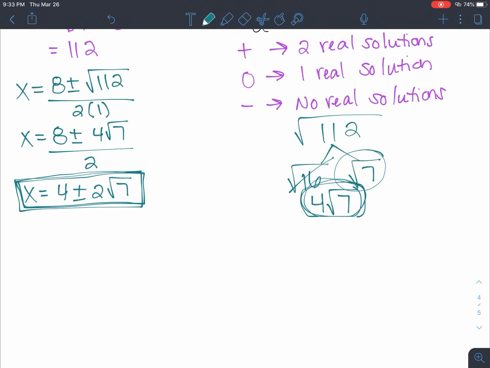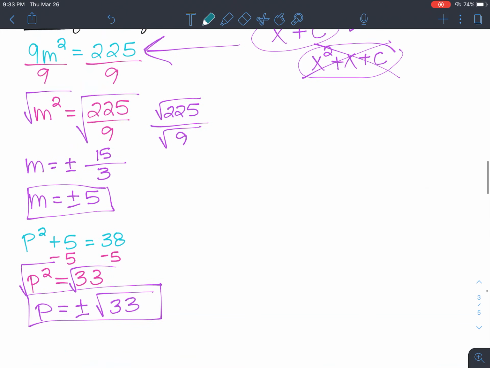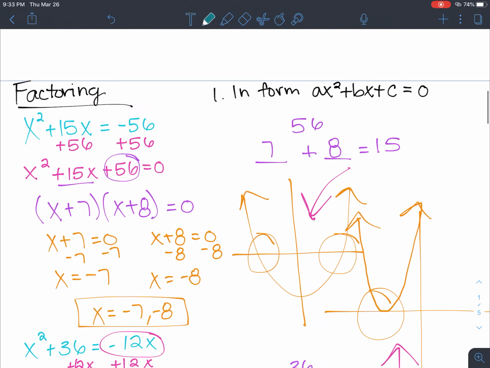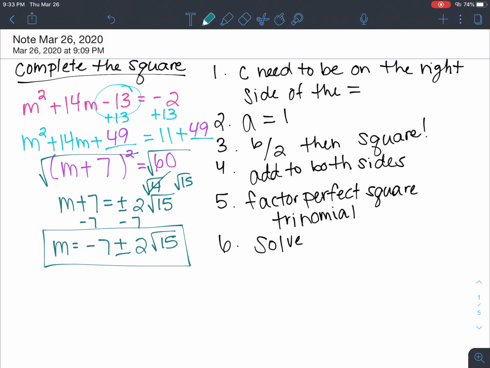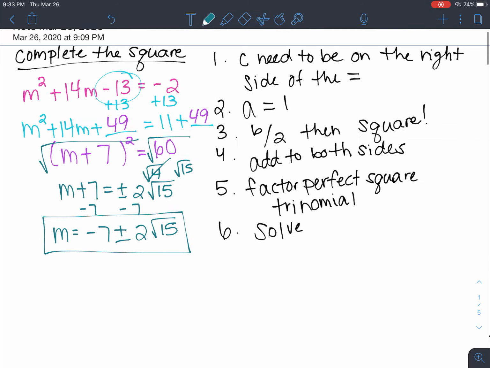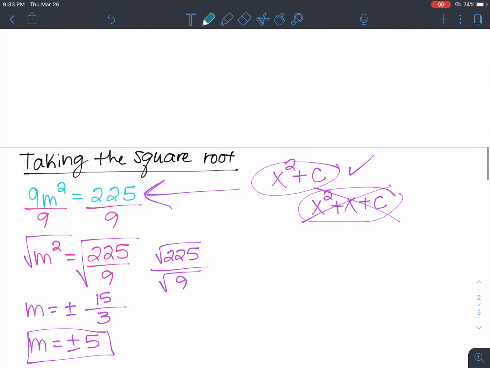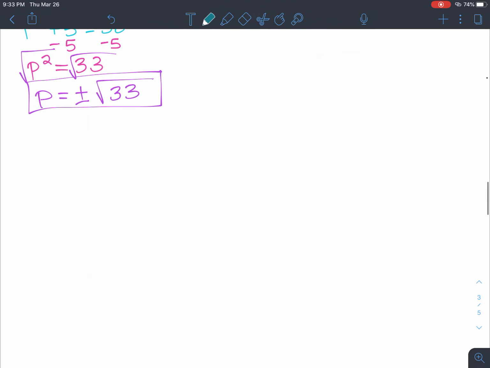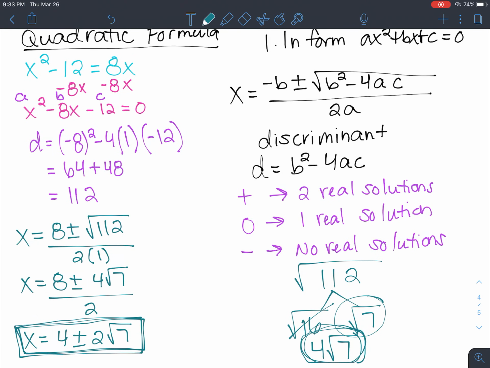You guys should watch this video. I will also upload some of these problems, or the screenshots of all of these problems, so that you guys can take a look at them after you watch the video. We did a problem with completing the square, two problems about factoring, 2 problems on taking the square root of something, and 1 problem on the quadratic formula. If you have any more questions, please reach out to me.